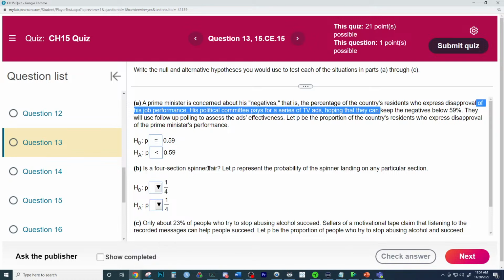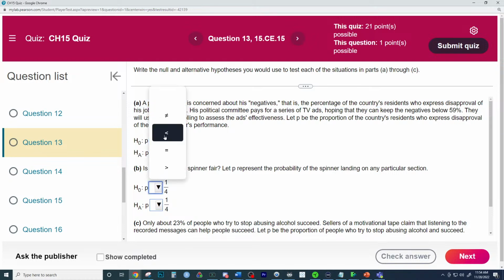Is a four-sided spinner fair? So if it's fair, then the probability of one of the sides would be equal to what? Well, I just said it. It'd be equal to 1/4. The probability of that one side occurring, or the proportion of times it occurs. This was the one you were confused on right here. So if it's fair, you'll see it 1/4 of the time.